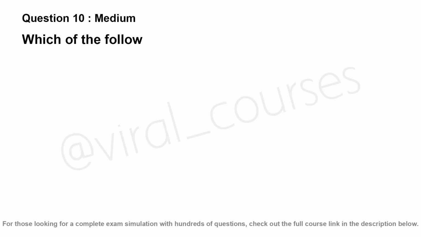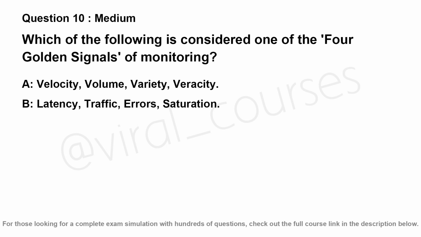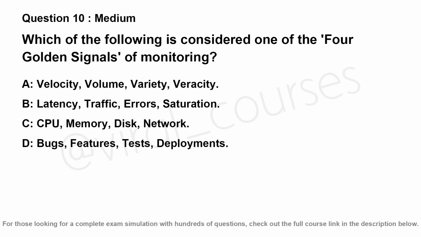Which of the following is considered one of the 4 golden signals of monitoring? Option A. Velocity, volume, variety, veracity. Option B. Latency, traffic, errors, saturation. Option C. CPU, memory, disk, network. Option D. Bugs, features, tests, deployments.